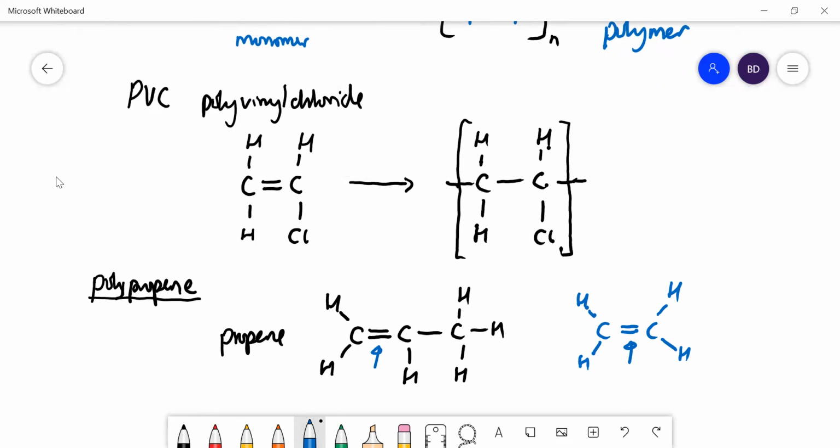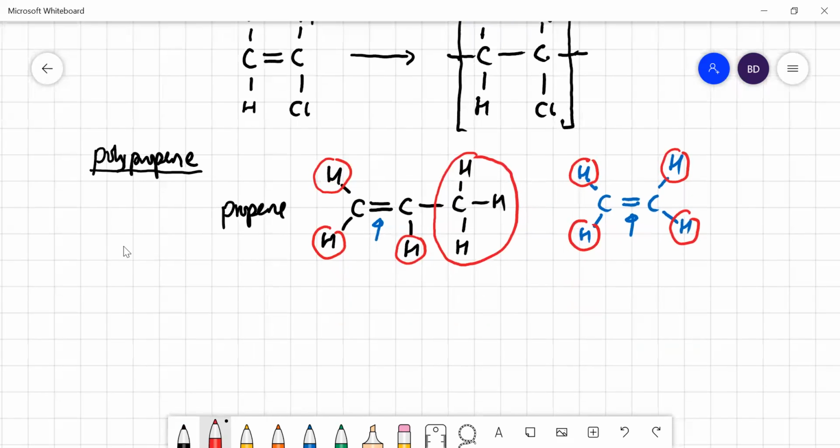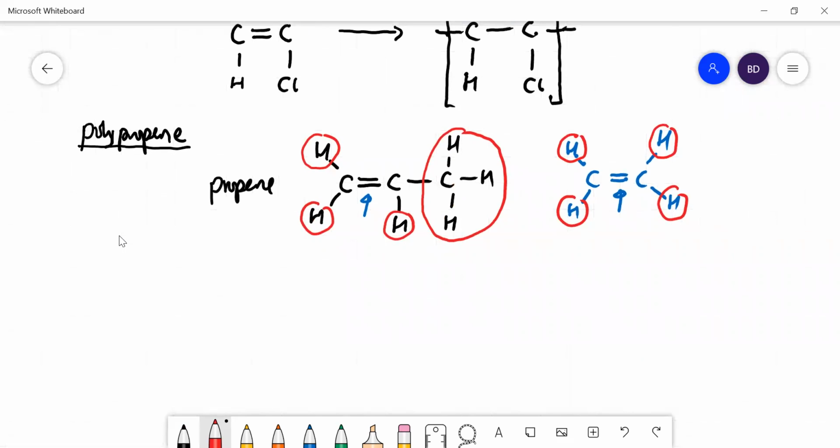Well, let's see what's attached to them. So in ethene, on one carbon, we've got a hydrogen and another hydrogen. We've got the same in propene. On the other carbon, you have a hydrogen. That's the same in propene. But in propene, we don't just have a hydrogen there. We have this whole group, this CH3 group. So I'm going to draw some propenes next to each other and show how they're going to polymerize. So I'll draw a few propene monomers.